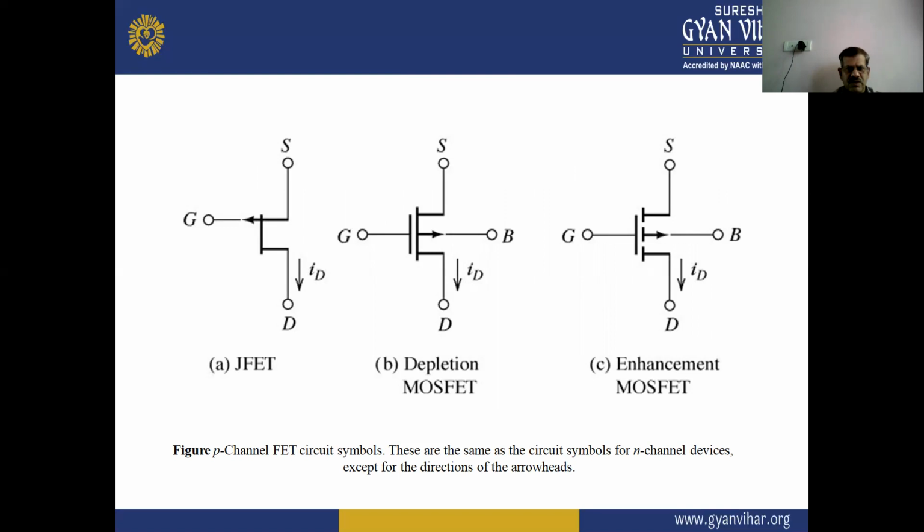So in these figures, the P-channel FET circuit symbols are the same as the circuit symbol for N-channel devices, except for the direction of the arrowheads. So the first symbol is for the JFET, the second symbol for the depletion MOSFET, and the third one is the enhancement MOSFET or E-MOSFET. So in MOSFET, there are a total of four terminals: gate, drain, source, and base.